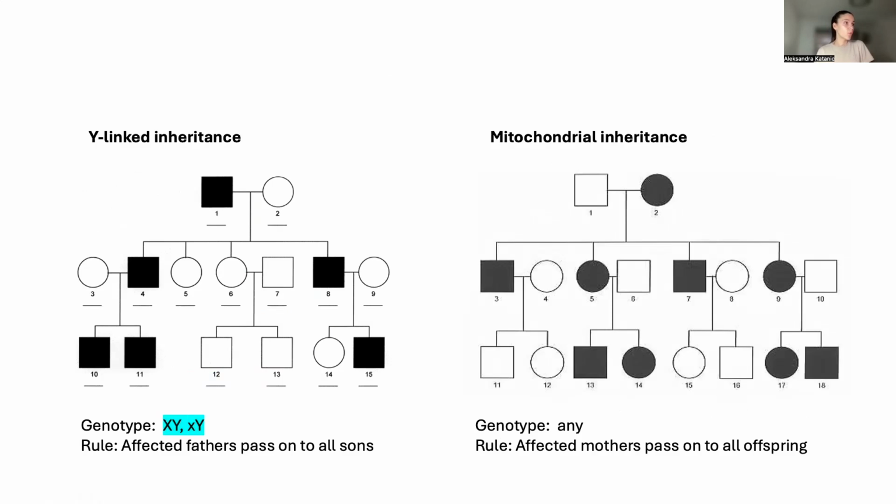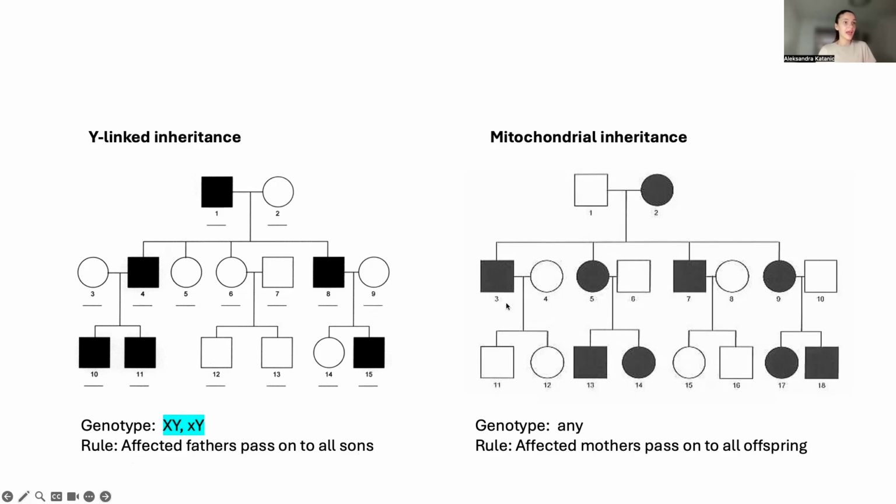Let's do the final two, Y-linked inheritance and mitochondrial inheritance. Y-linked inheritance will only affect males because only males have the Y chromosome. These are the affected genotypes. So whether he has a dominant or recessive X is irrelevant because the only relevant chromosome is the Y. Therefore, a woman will never have it because she doesn't have any Ys. The rule is that affected fathers will pass on to all sons because fathers pass on their Y to all their sons.